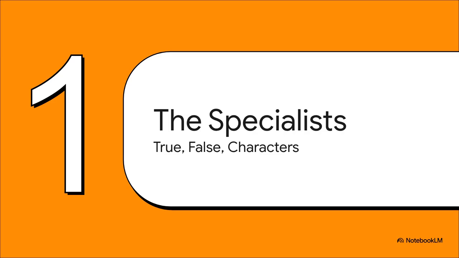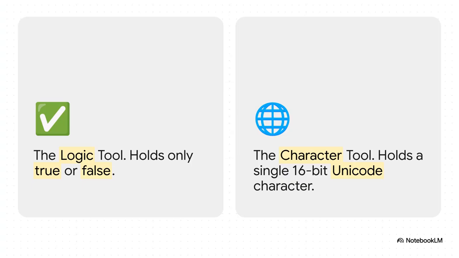Okay, so let's pop open this toolbox. The first couple of tools we're going to look at are highly specialized. They don't mess with numbers, they have very specific, unique jobs to do. Let's meet them. So on one side, you've got Boolean. Its entire world is just 2 simple ideas, true or false. That's it. This little guy is the foundation for every single decision your program ever makes.